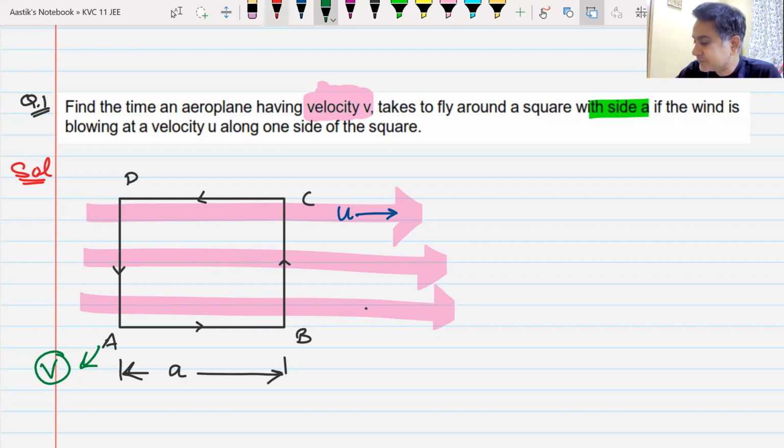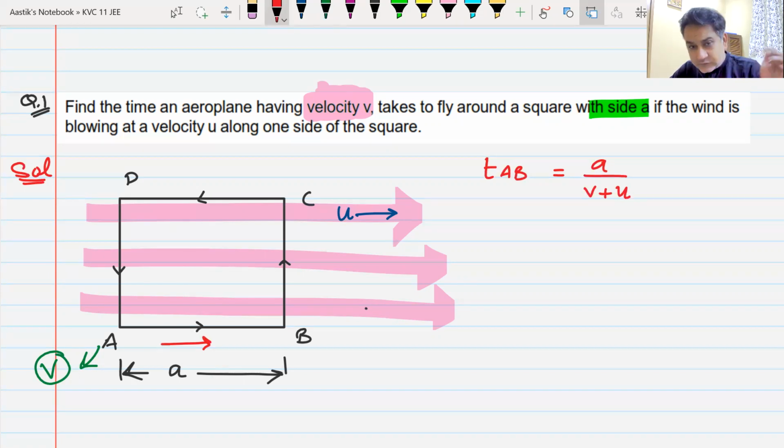Now, when he goes from A to B, going from A to B is like going downstream in a river. Yes or no? The wind is flowing in the same direction, so I have to move in the same direction. So the time taken to go from A to B will be simply equal to A upon V plus U. Yes or no? Downstream problem.